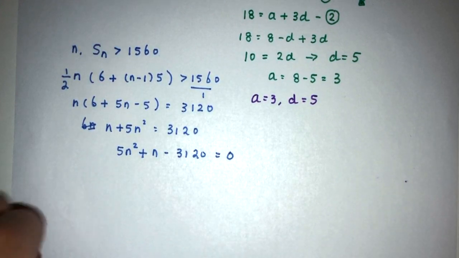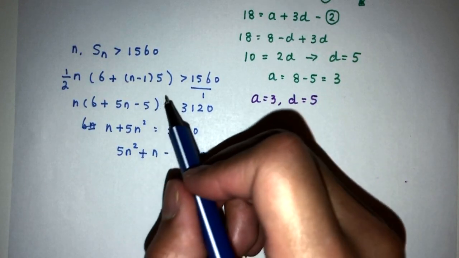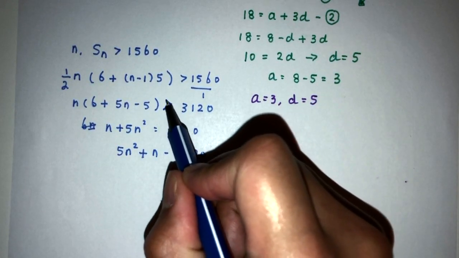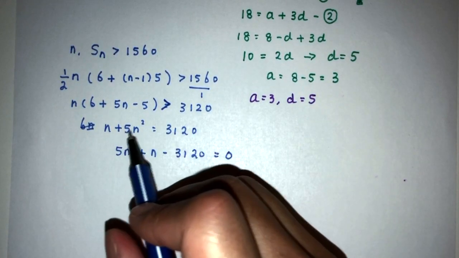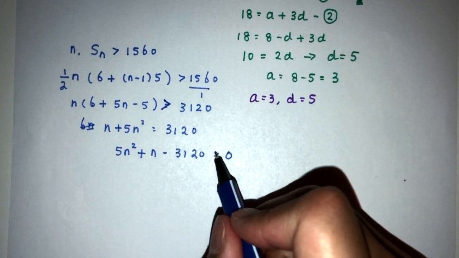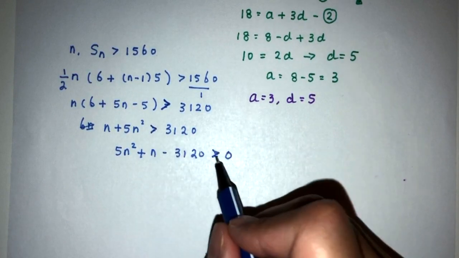Of course, I missed something here. It is this one, right? It has to be more than this. Now we send this over here. We will have this for now. So right now we will have something like this.